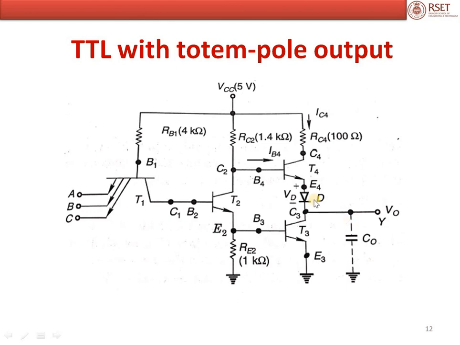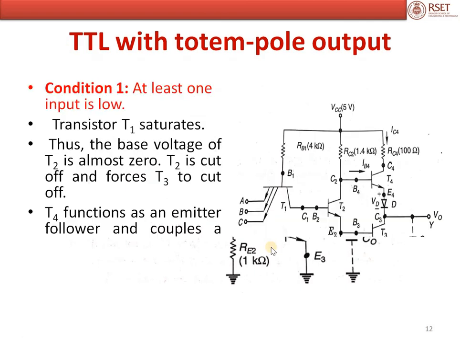The diode D is added to make sure that T4 is cut off while output is low. The voltage drop of diode D keeps the base emitter junction of T4 reverse biased, therefore only T3 conducts while output is low. This is the construction detail of TTL with the totem pole output. Here also we are considering the working of TTL as a NAND gate.